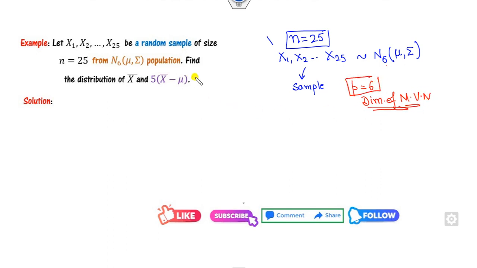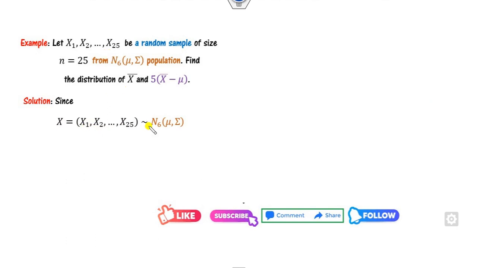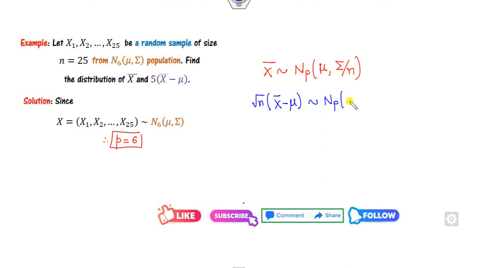Now find the distribution of x bar, and of root 25 times (x bar minus mu). Find the distribution of this quantity. Oh, very simple. If you remember these two results, because x, that is x1 up to x25, follows the multivariate normal distribution, where p is 6, then what is the distribution of x bar? It follows the multivariate normal distribution with mean mu and covariance sigma divided by n. And the second result we have defined is that this again follows the multivariate normal distribution with mean 0 and covariance matrix sigma.